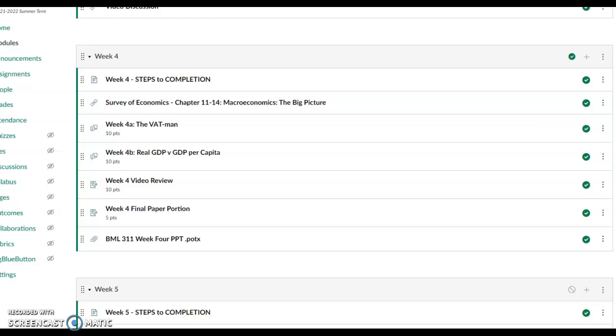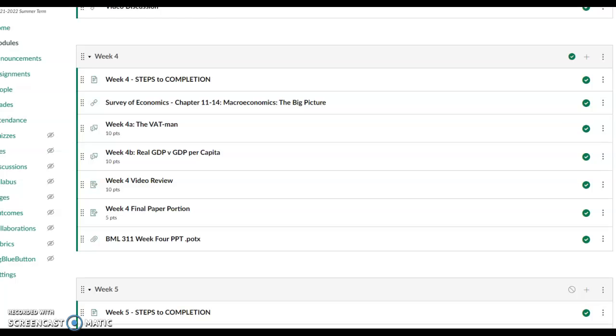As on a weekly basis, the protocol will remain as follows in terms of when your discussion assignment posts are due, along with when you're supposed to take the quiz, and also when your video review and final paper portion are due as well. So the due dates have not changed with those action items. Those days actually do remain the same.